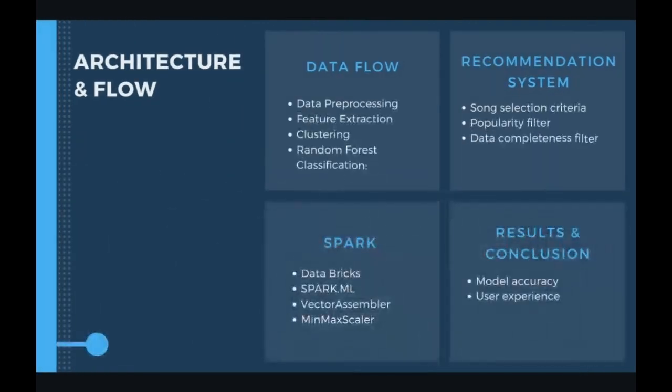Now, let's see the architecture of our project. Data flow. The steps followed in the data flow are data pre-processing, feature extraction, clustering, and the model used is random forest. These are the steps we follow to train the data and build the model. Song recommendation. Our system operates by suggesting songs that belong to specific clusters such as happy, sad, neutral. This recommendation is to provide an enjoyable listening experience.